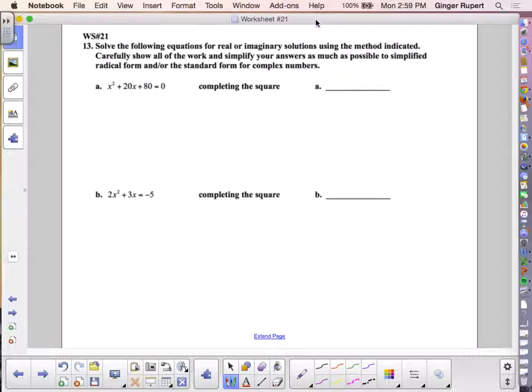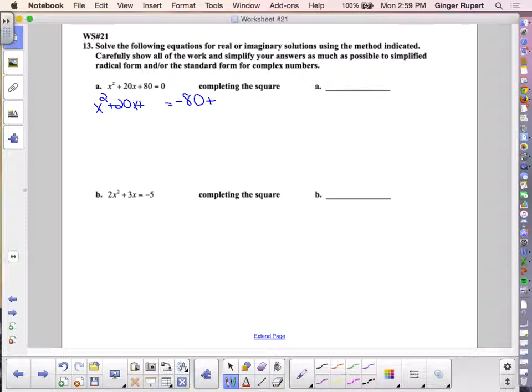13 says, solve the following equations for real or imaginary solutions using the method indicated. Carefully show all your work and simplify your answers as much as possible to simplified radical form and or standard form for complex numbers. So remember, in completing the square, we're going to subtract the constant c from both sides first. So I'll subtract 80 from both sides. Then I will add to both sides b divided by 2 squared.